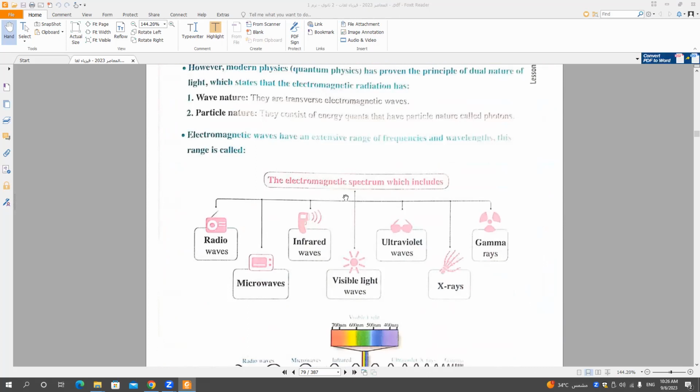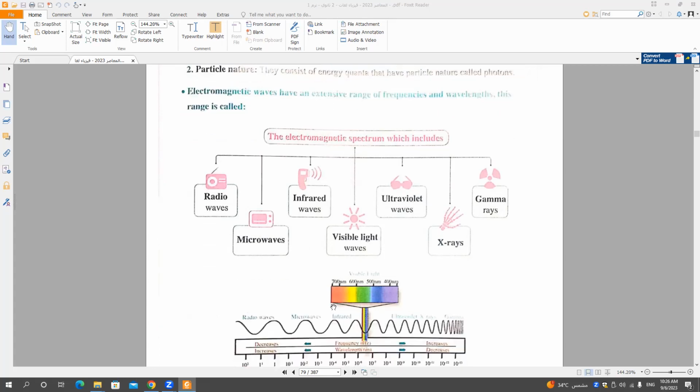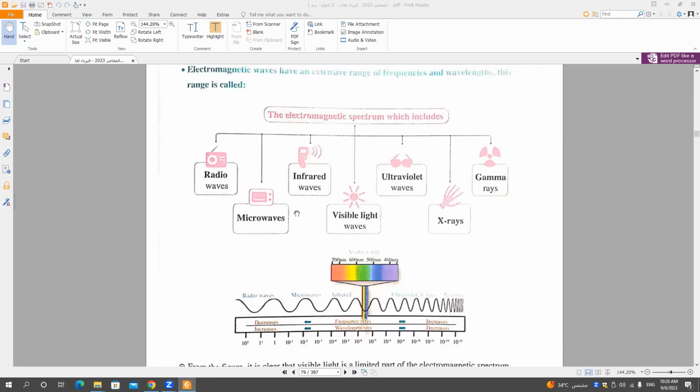Light is an electromagnetic wave, and we have the electromagnetic spectrum, which includes, as we talked about last session, the types of electromagnetic waves and the visible spectrum. Some types of electromagnetic waves can't be seen by the naked eye because they are out of our range. Our range of wavelengths of the visible spectrum is from 400 nanometers to 700 nanometers. We have some waves like radio waves, microwaves, infrared waves, UV rays, X-rays and gamma rays, which have different wavelengths and different frequencies.